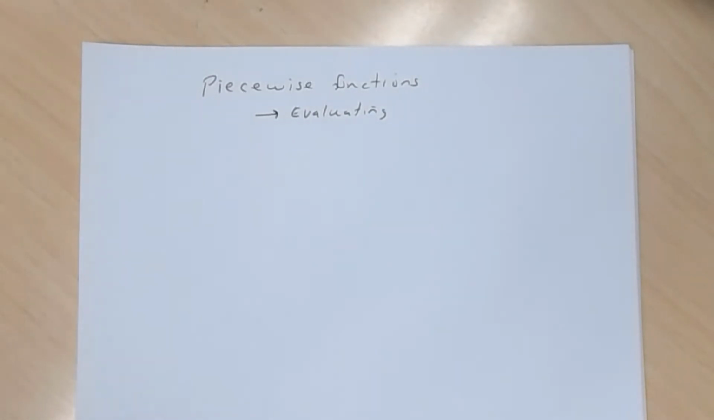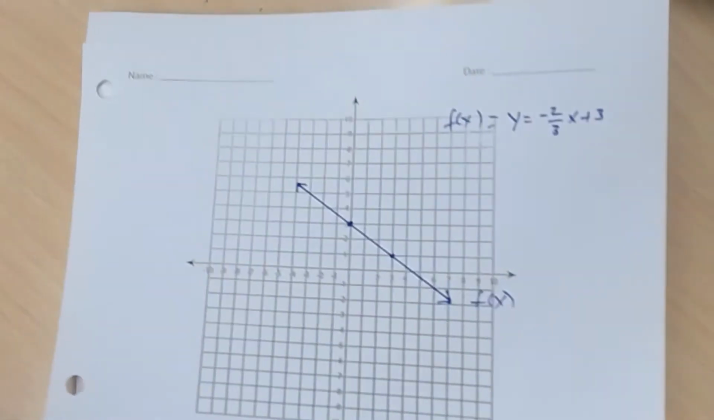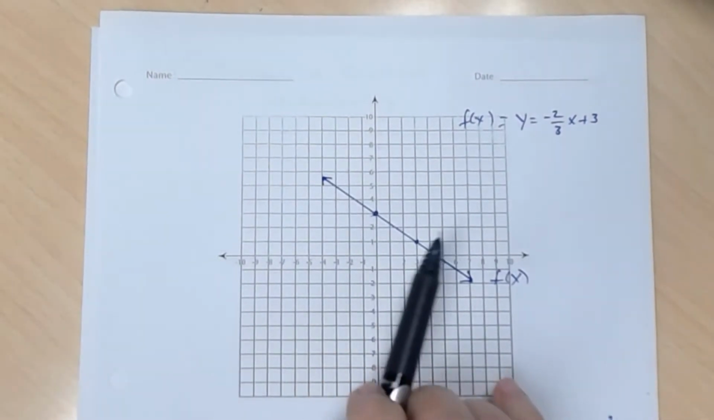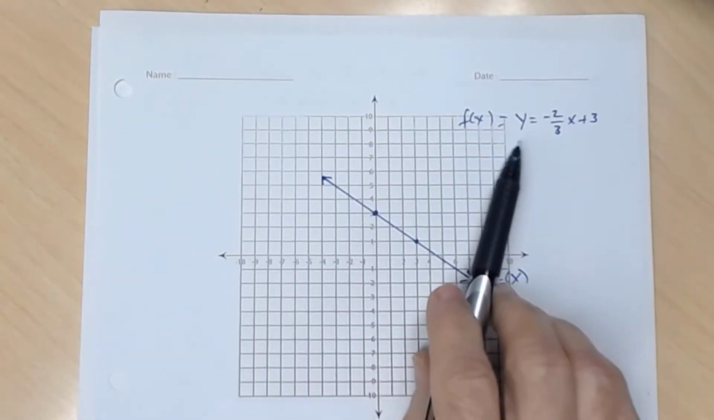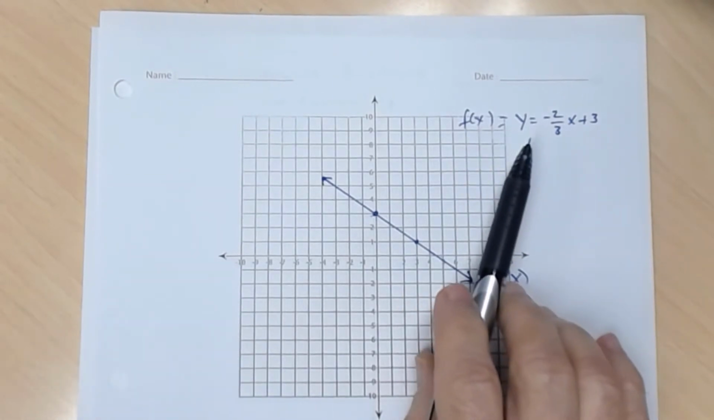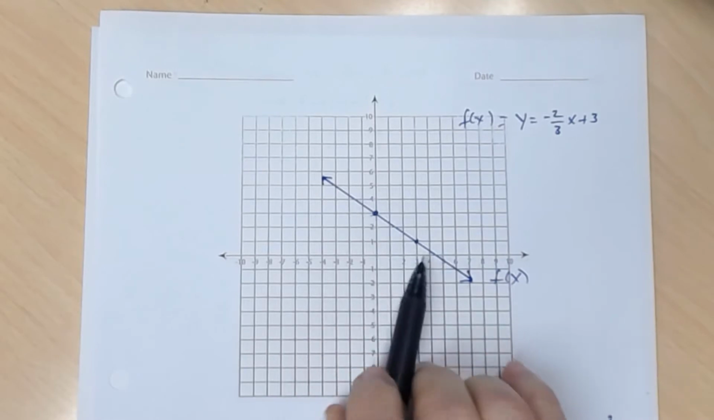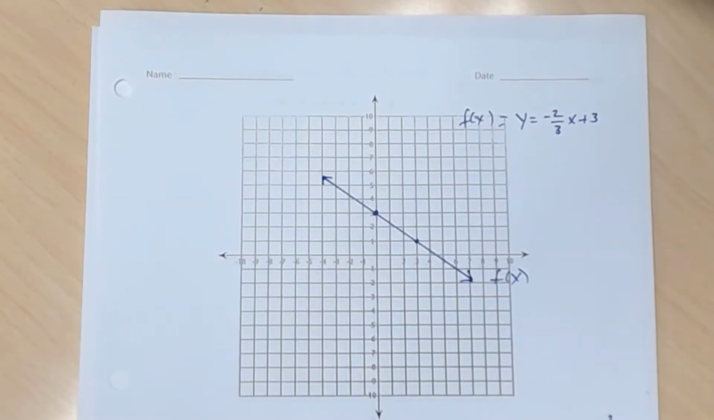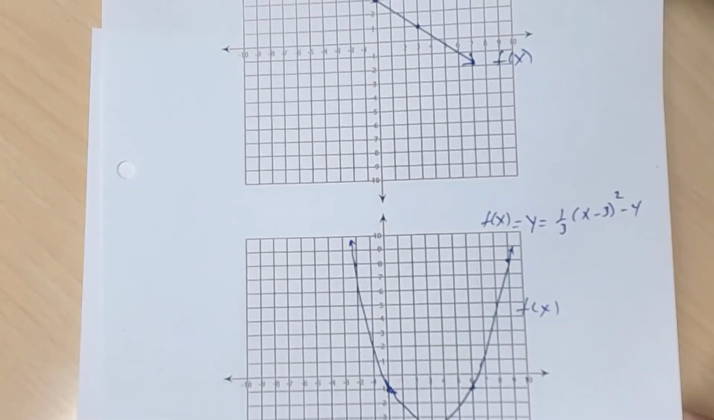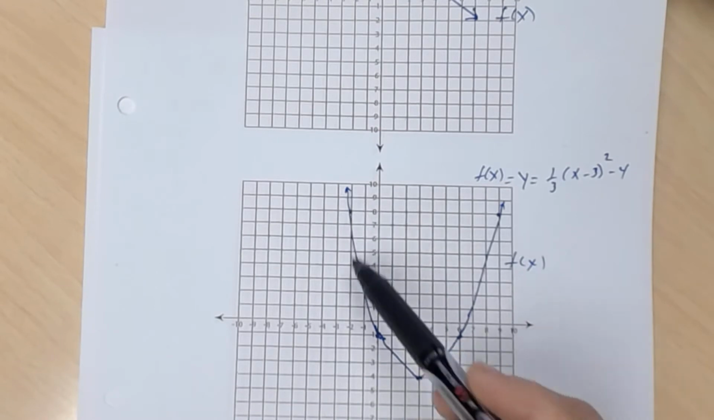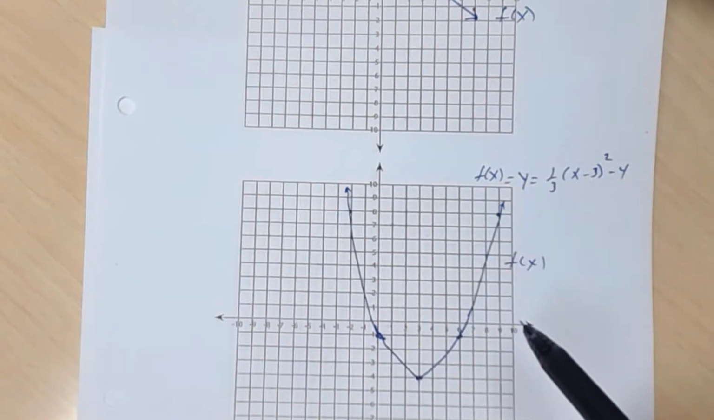So as a review, let's talk about these two functions here. Notice that this is a linear function, and this function is denoted as f of x or y equals negative 2/3 x plus 3. That's the graph of this linear function. And the other kind of function that you graphed was a quadratic function. This is the graph of this quadratic function.